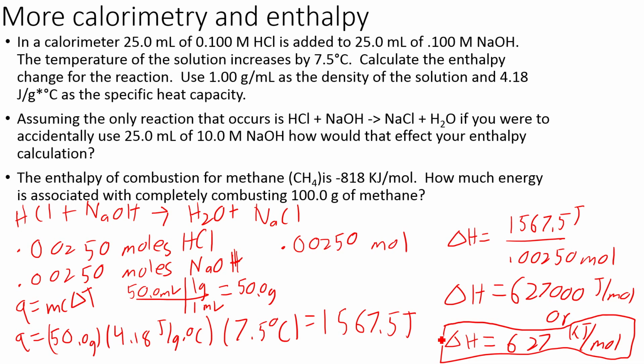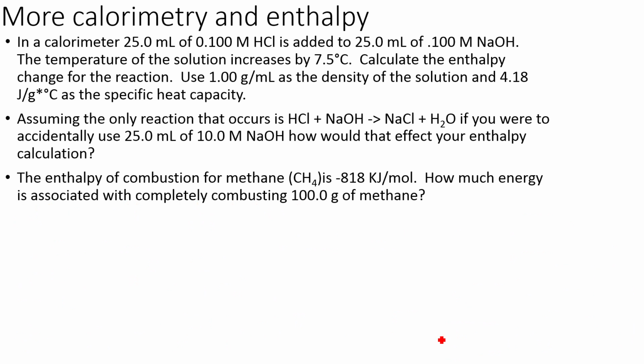Now let's look at question 3. It's using a different reaction, so we'll clear this away. So the enthalpy of combustion for methane is negative 818 kilojoules per mole. So it's going to release that much. How much energy is associated with completely combusting 100 grams of methane? So we know we have 100 grams of methane.